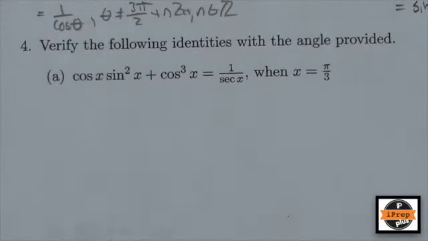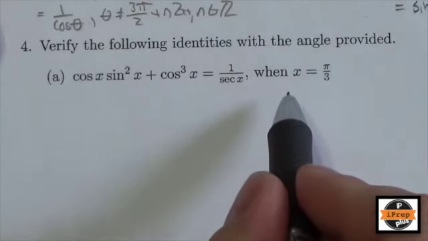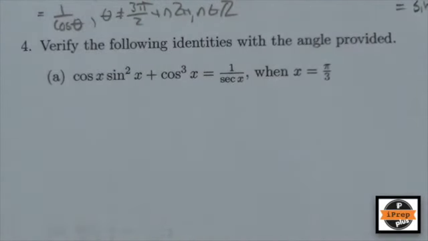The cosine of x multiplied by the sine squared of x plus the cos cubed of x is equal to 1 divided by the secant of x when x is equal to pi over 3. Okay, now in this case, we're moving towards the proving of identities. We're going to take a quick second here and talk about verifying identities, because I suspect you're going to get asked to verify identities as you go along here. What a verification is, just really quickly, is to check to see if it could possibly be an identity, okay?